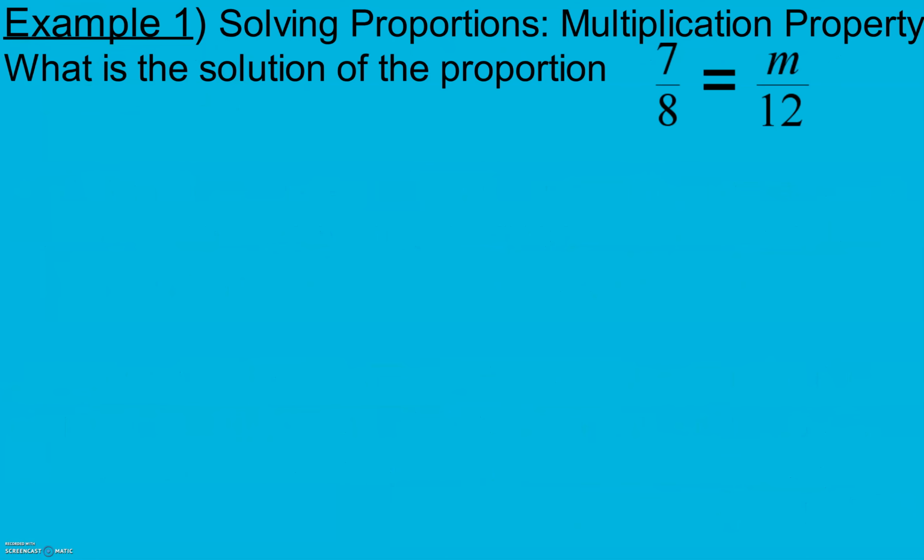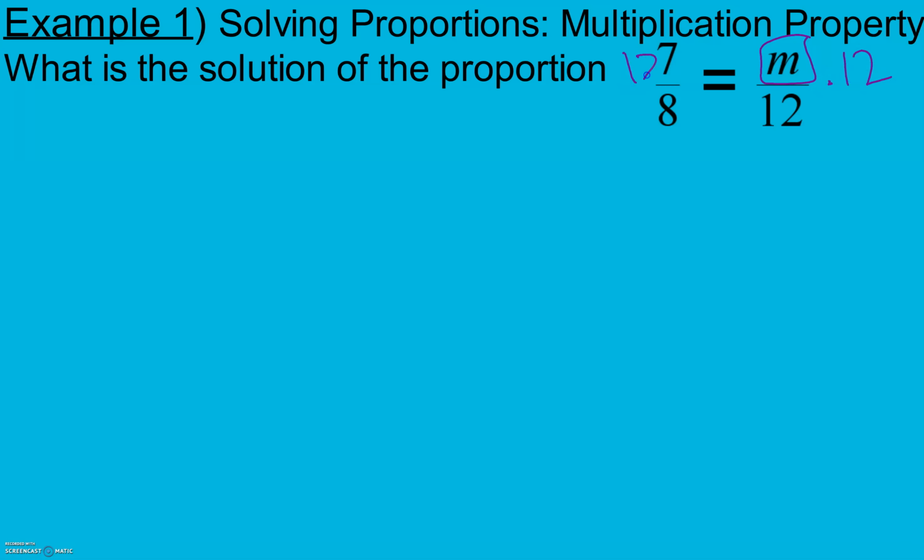So in example 1 here, we have a proportion. We have two fractions or two ratios set equal to each other. So if I look here, what's happening to my variable? Well, right now it's being divided, and we get rid of division by multiplying.